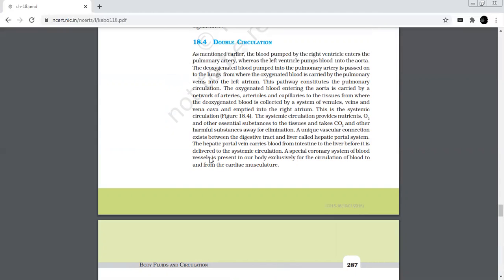The double circulation consists of pulmonary circulation and systemic circulation. Pulmonary circulation means the blood circulation from the right ventricle to the lungs and then to the left atrium. Here the deoxygenated blood pumped by the right ventricle enters the pulmonary artery, while the left ventricle pumps the blood into the aorta. The deoxygenated blood is passed on to the lungs, from where the oxygenated blood is carried by pulmonary veins into the left atrium of the heart.